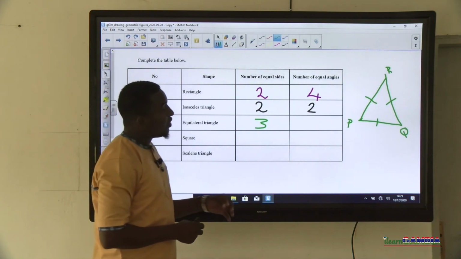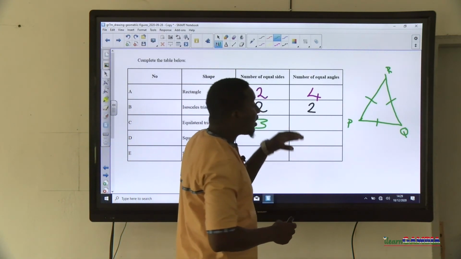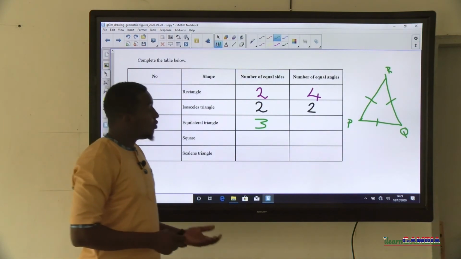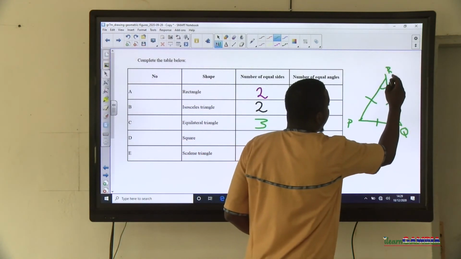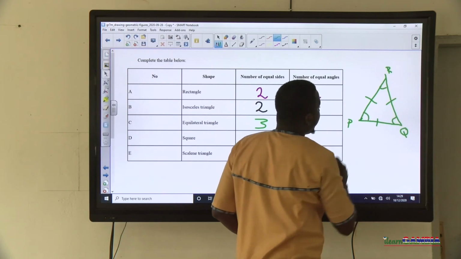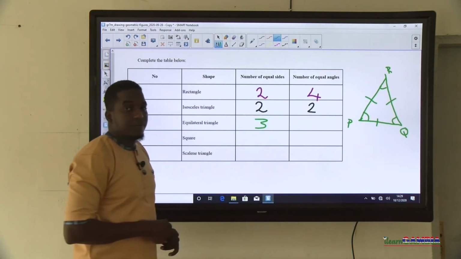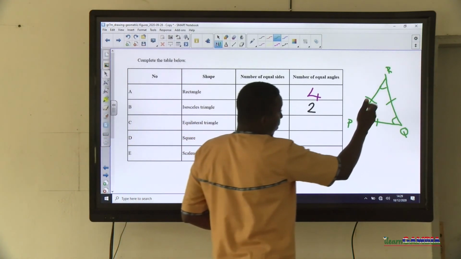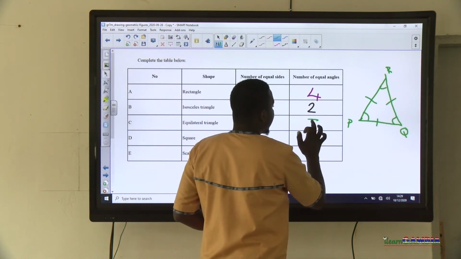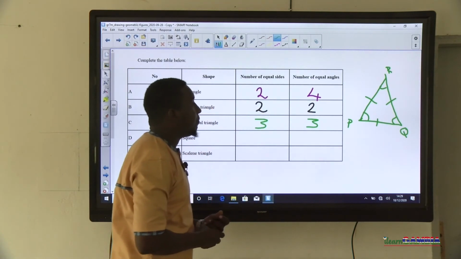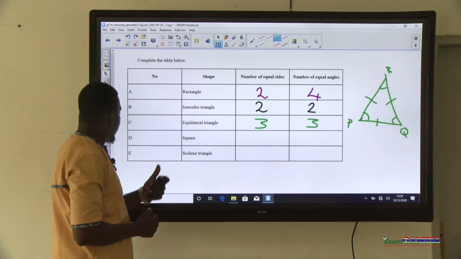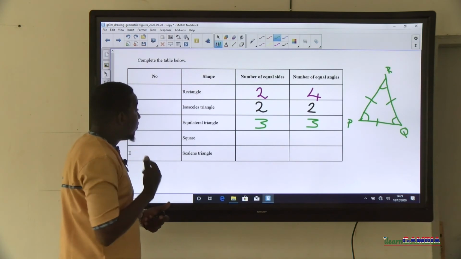And also in the definition of equilateral triangles, we said all the angles are equal, and they are all equal to 60 degrees. So it means the angles that are formed at point R, point Q, and point P are all equal. So how many angles do we have there that are equal? They are 1, 2, 3. They have 3 equal angles. Then we move to the fourth one, which is a square.